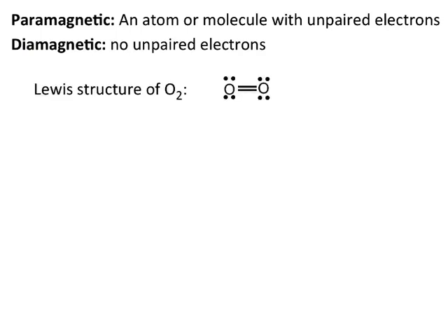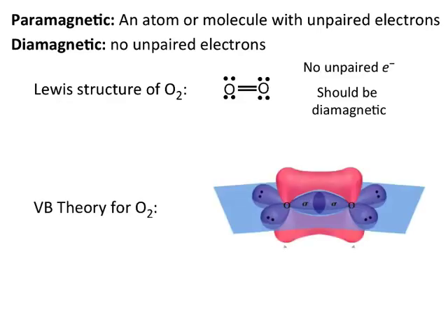Now, if you look at the Lewis structure of oxygen, it looks like all the electrons are paired. So this doesn't predict that oxygen is paramagnetic, because there are no unpaired electrons, so this should be diamagnetic. Then we can go to valence bond theory. You have your oxygen nuclei here, and you have your sigma bond, you have your pi bond. There's 2 electrons in each. They're all paired. This makes it seem like it should be diamagnetic.